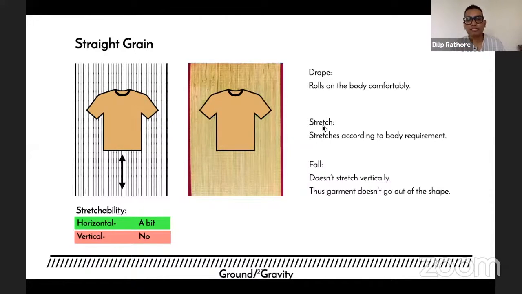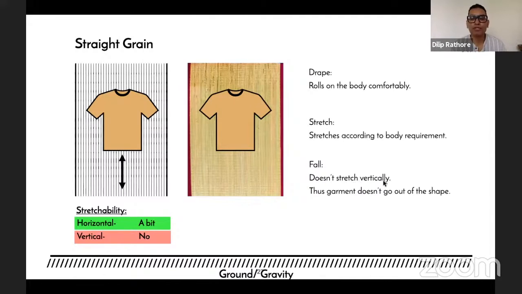The second is the stretch. It stretches according to the body requirement. We saw through the picture that this grain stretches according to the requirement of the body. Then the next is the fall. Fall is related to the ground or gravity. Fall means the way the fabric falls down. The fabric falls down because of gravity.